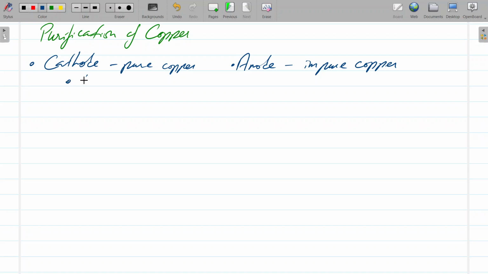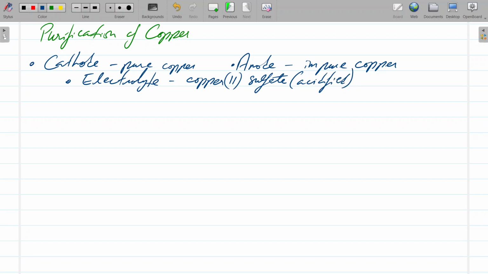And the electrolyte is copper 2 sulfate. So you've got copper everywhere: the anode is copper, the cathode is copper, the electrolyte is copper. And this copper 2 sulfate is acidified. It is acidified, and it is aqueous, obviously.